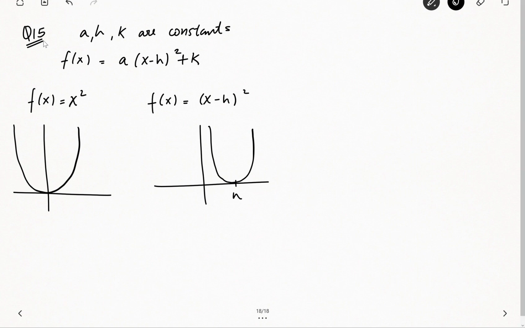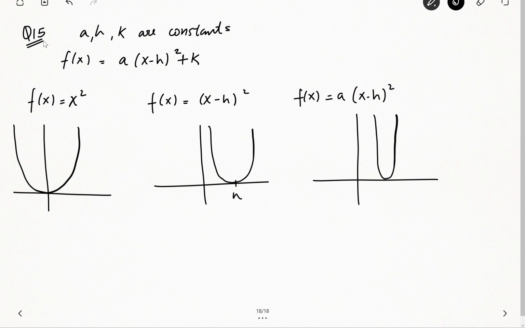Now we're going to multiply by a. So now f of x when multiplied by that would just result in stretching the graph further. So it'll become more squishy like that. Still 0 to h. And the final step will be to raise it by k.